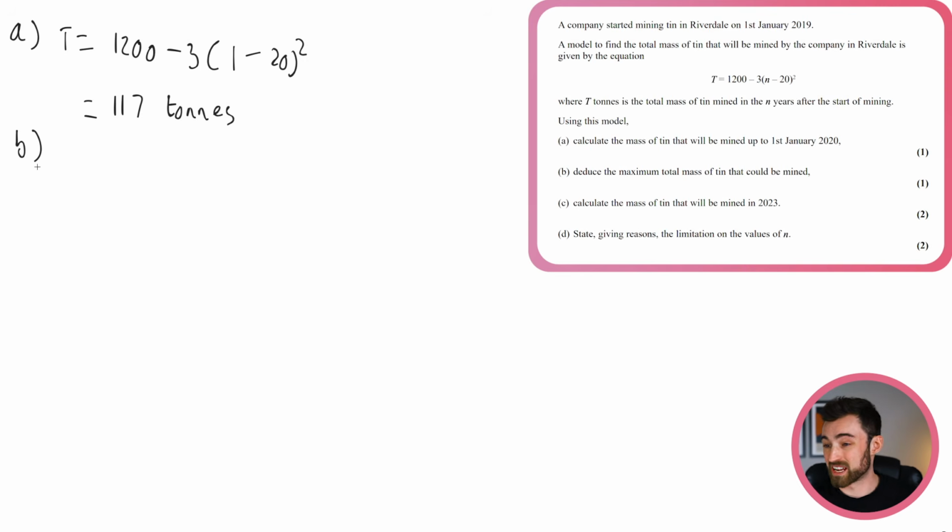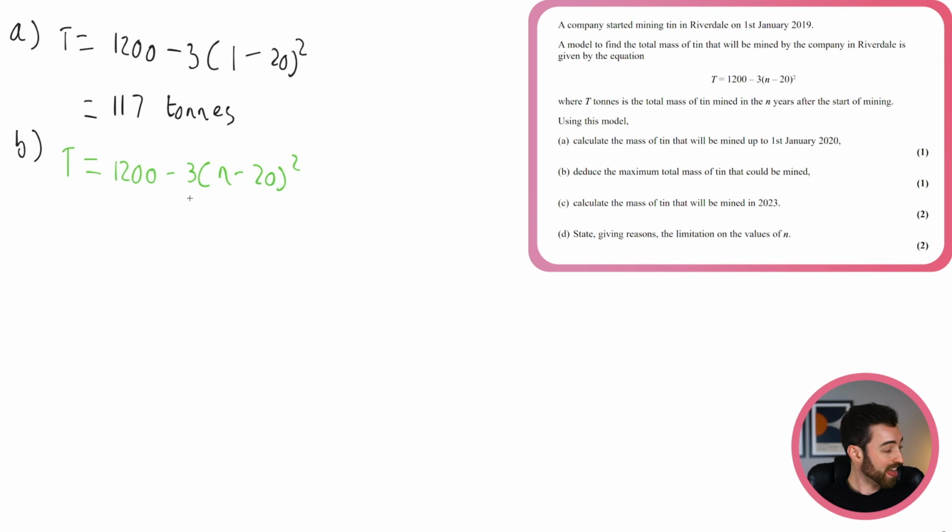Part B, that's the one that comes after A. Deduce the maximum total mass of tin that could be mined. Why is it incomplete in the squared form? Because it is super useful to see what the maximum value is. Look at this bracket. I don't care what n is. I don't care what's inside the bracket. The bracket is squared.